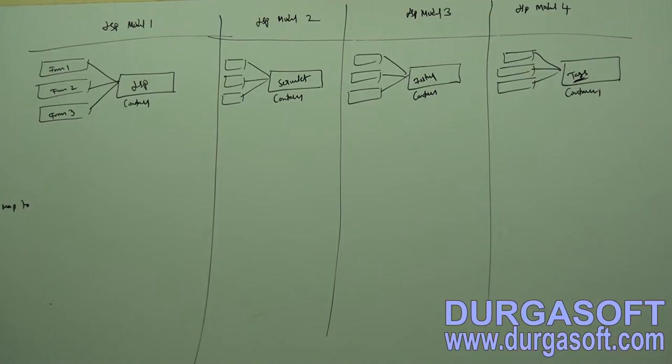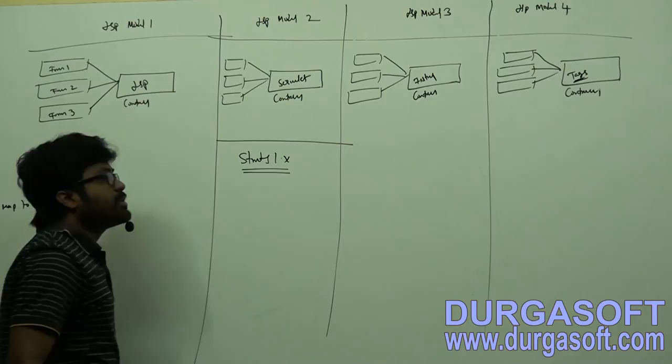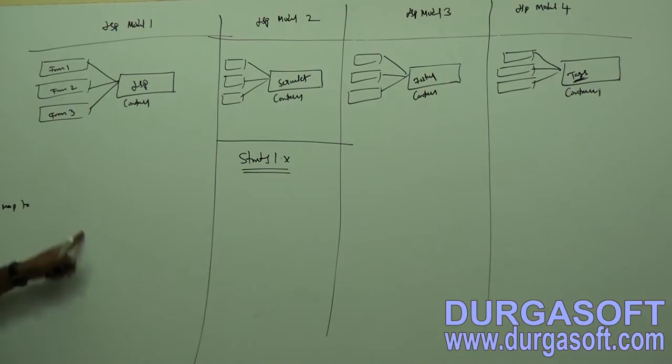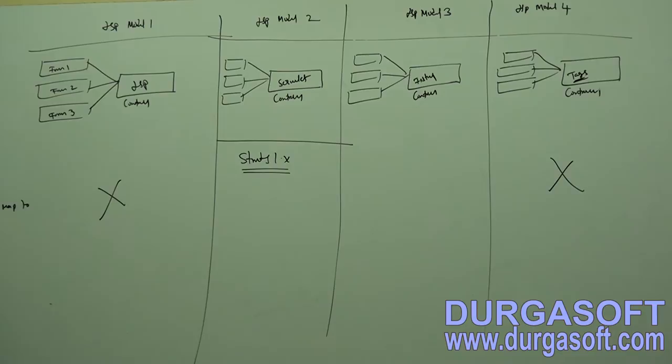So these are the four JSP models. By using which JSP model was Struts designed? Struts 1x was designed by using JSP model 2. In JSP model 1, we don't have any framework. This JSP model 1 is not a recommended model. This model and this model, these two are not recommended models. Still, we don't have any framework. By using JSP model 2, Craig McClanahan designed the Struts 1x framework.